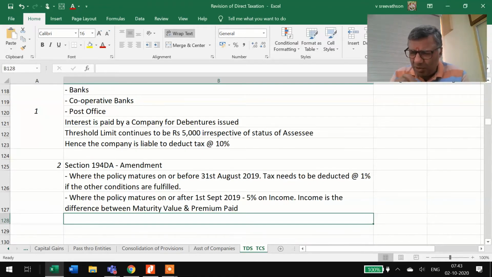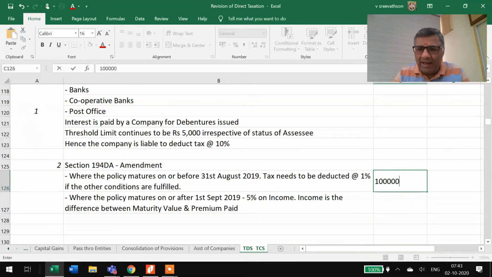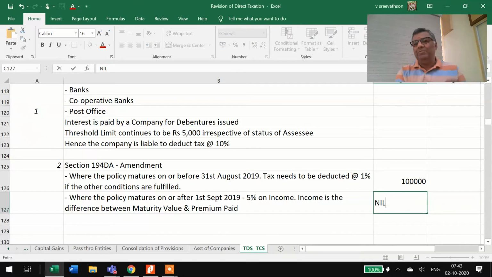Although a big clarification is not yet provided, I still feel the threshold limit here is nil, because when they amended the law, they did not bring in the threshold limit. But there are counter arguments. I have seen counter arguments by various people. In one other person's lecture, they say the threshold limit continues to be 1 lakh, and only the rate and the method of computation are amended.